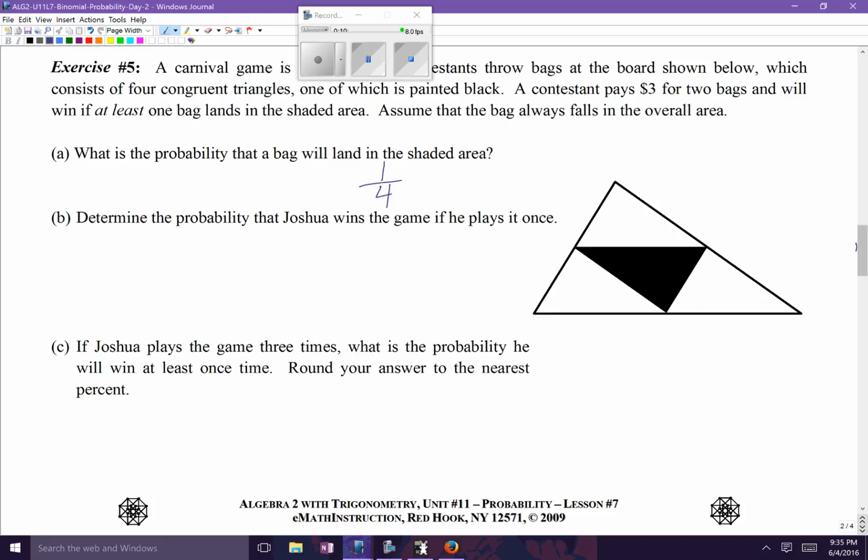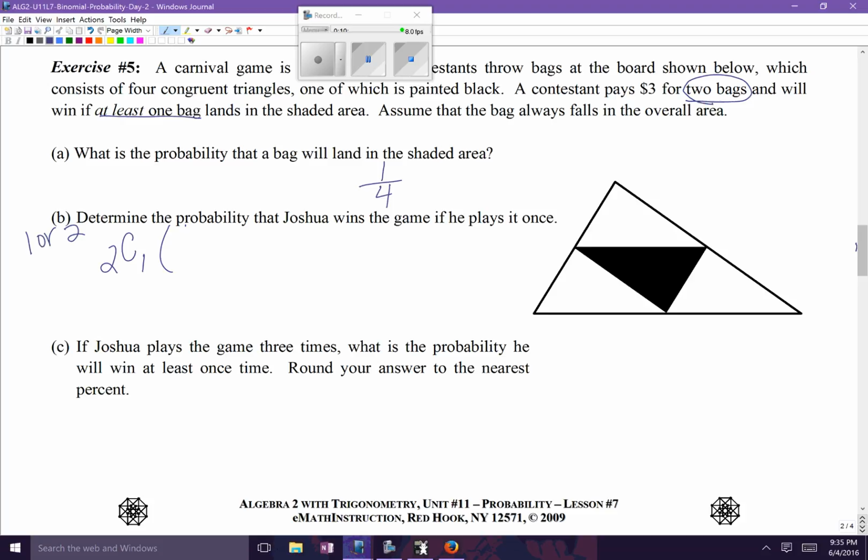Well, let's go back up and see. A contestant pays $3 for 2 bags, so I get 2 chances every time I play this game. And I am successful if at least 1 bag lands in the shaded area. So if I have 2 bean bags to throw and I have to be successful at least 1 time, I could be successful 1 or 2 times. Right? So the probability of me being successful 1 time would be, 2 trials, choose 1.